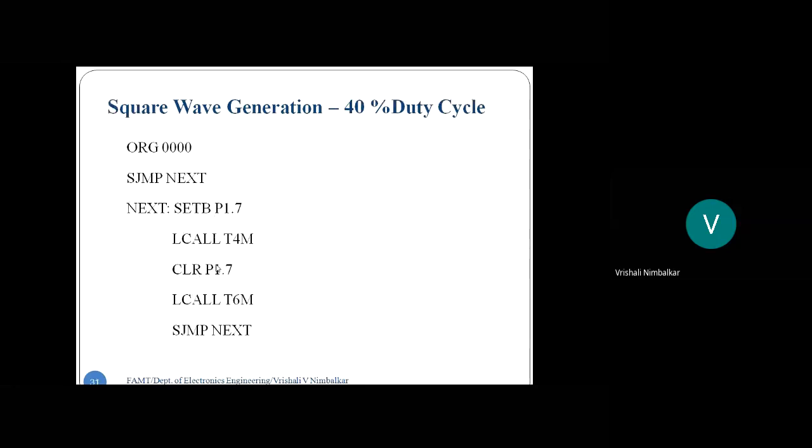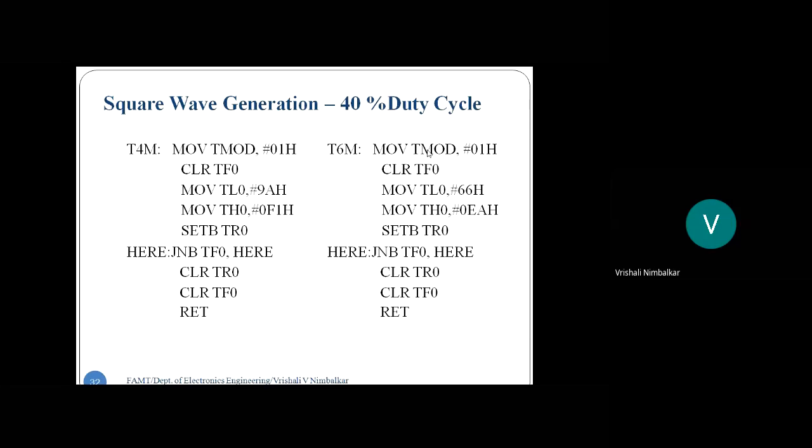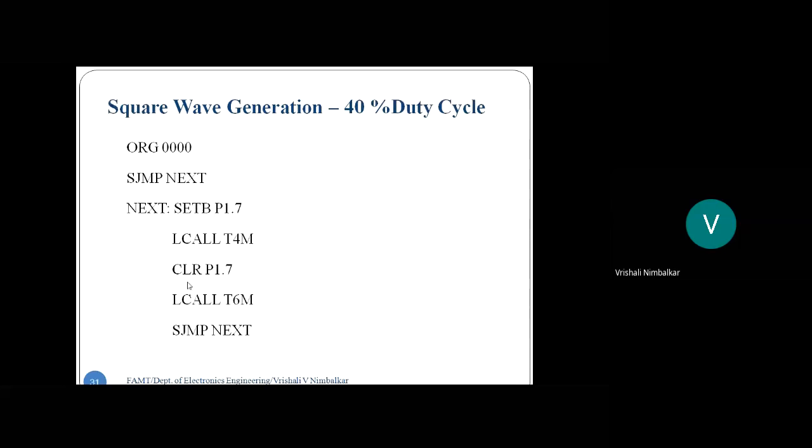Later on, clear the port pin and call the 6 millisecond delay. That is the right hand side program that is called now. So P6M, 6 millisecond. Again here, initialize, clear the flag, load the 6 millisecond count, that is EA66. Lower count is loaded, higher count is loaded. Start the timer, check the flag bit. If the flag bit is 1, stop the timer, clear the flag and return. So this program is called after clearing that P1.7 bit, and then that gets repeated.